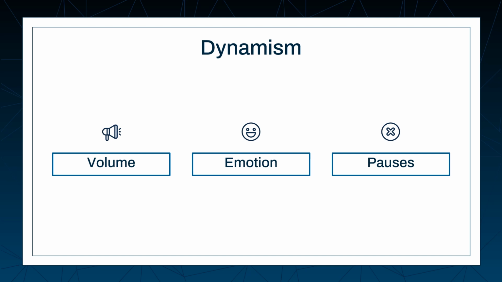In this case, we're going to talk about three aspects of dynamism that are especially important and useful: volume, emotion, and pauses.